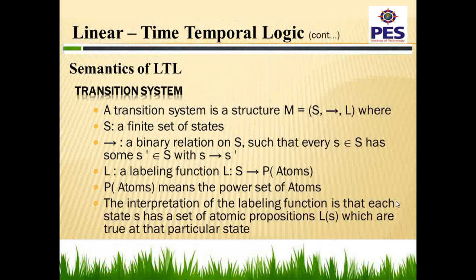L is a labeling function. When we take a state from the global states, it leads to the next state, which might have a propositional atom. P of Atoms means the power set of atoms: how many atoms are involved in that set of formulas? The interpretation of the labeling function is that each state s has a set of atomic propositions, that is L of s, which are true at that particular state.